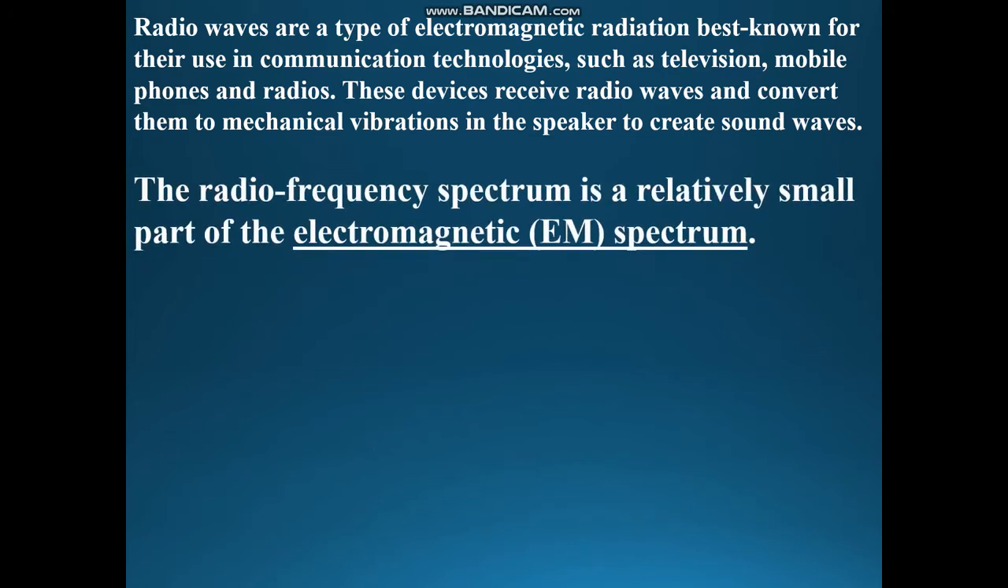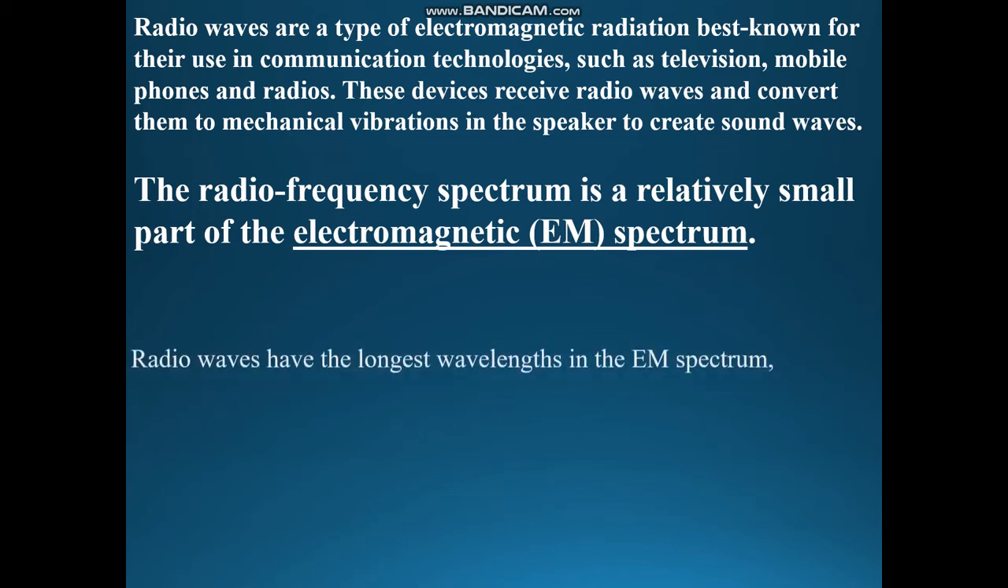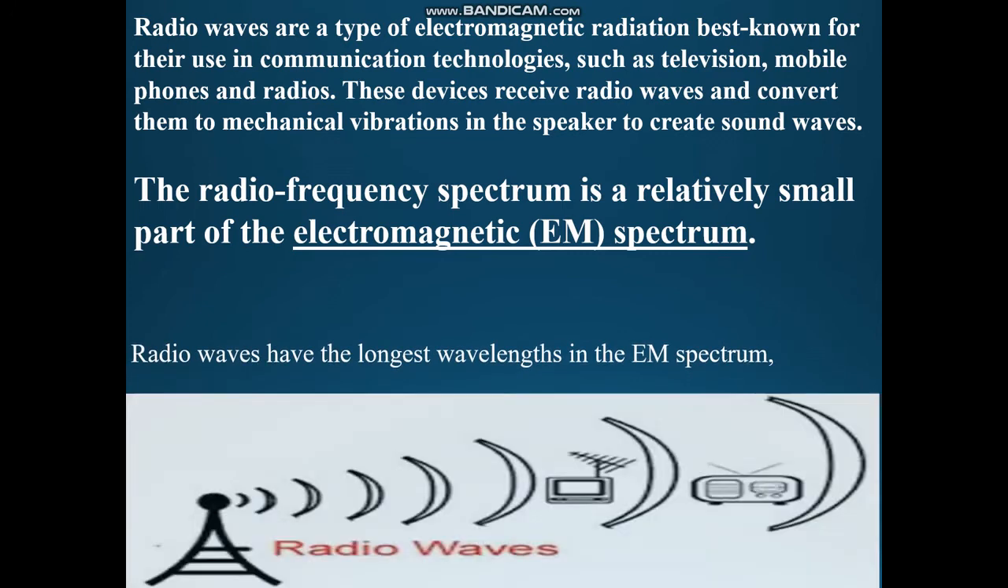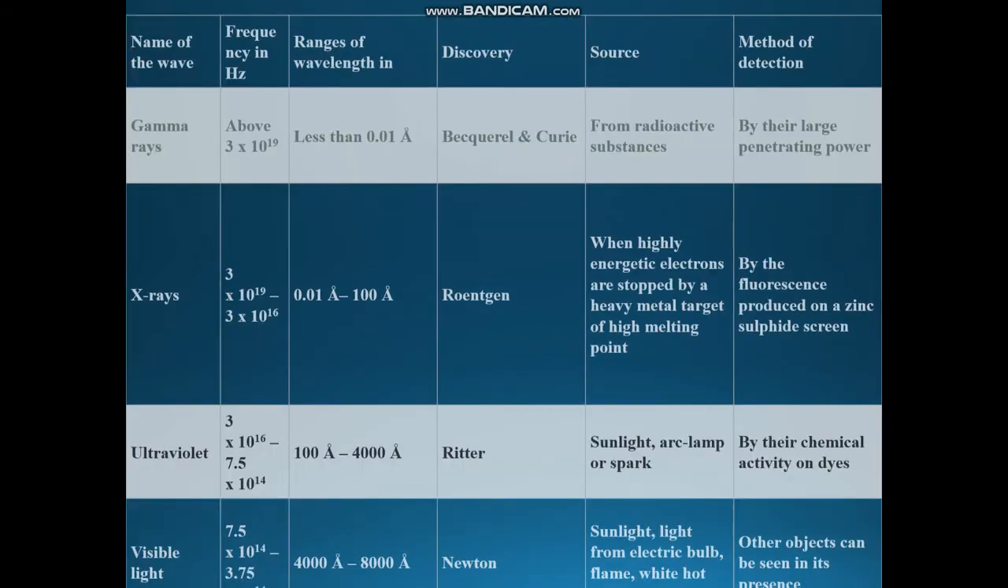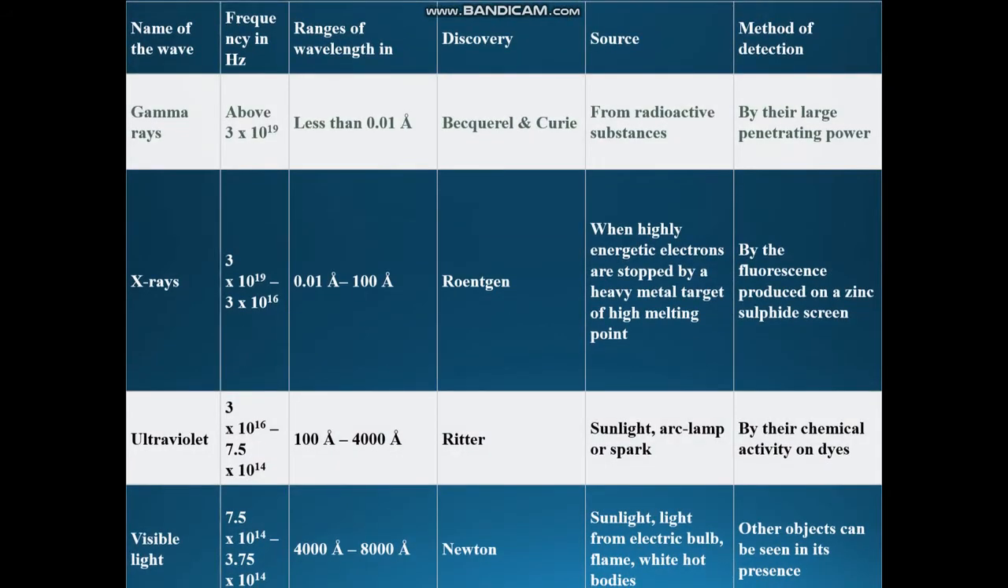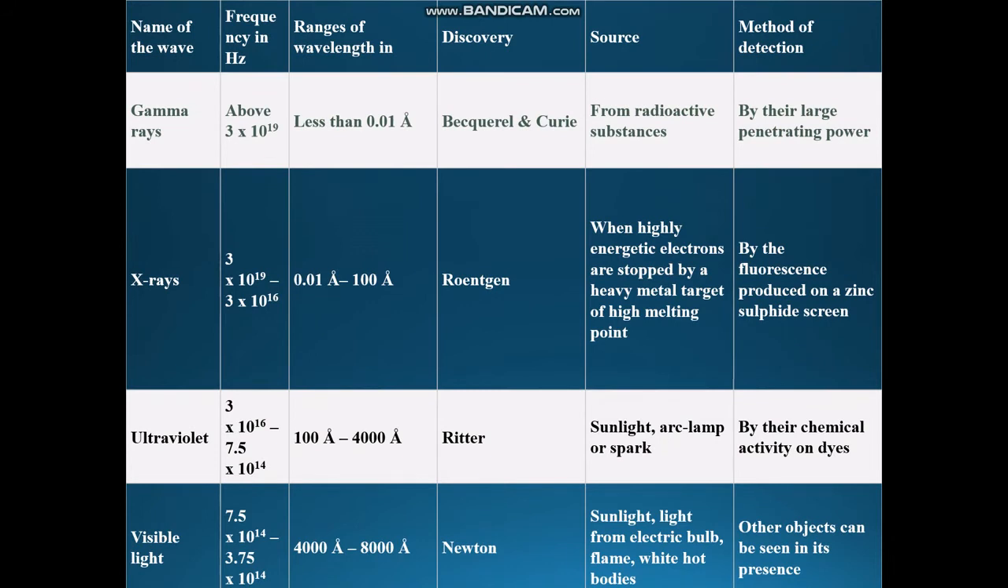The radio frequency spectrum is a relatively small part of the electromagnetic spectrum. Radio waves have the longest wavelength in the electromagnetic spectrum. Now here we have a table in which you can summarize very easily.